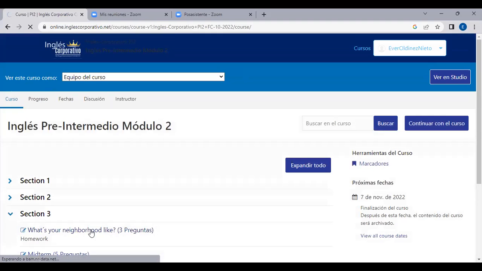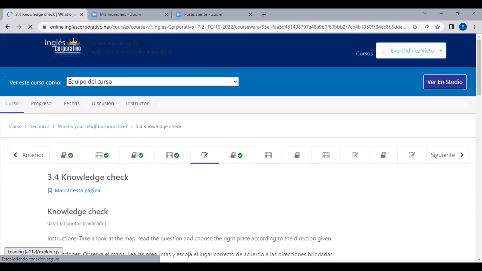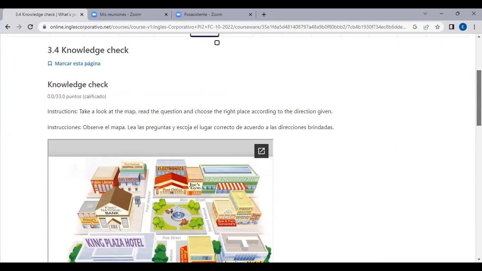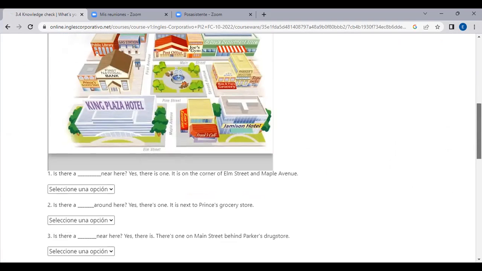So in section three, what's your neighborhood like? Okay, here is the map. So the first question, is there a hotel near here? And here is the direction. It says, yes, there is one. It's on the corner of Ellen Street and Maple Avenue. What is there on the corner of Ellen Street and Maple Avenue? What is the place? King Plaza Hotel.